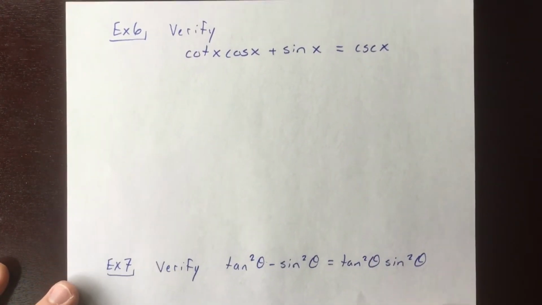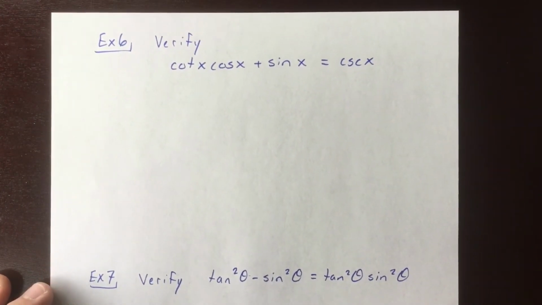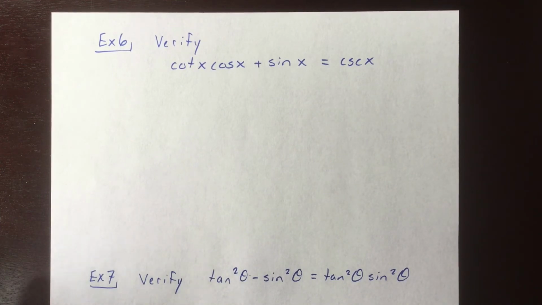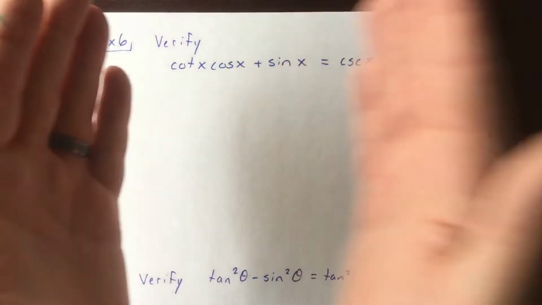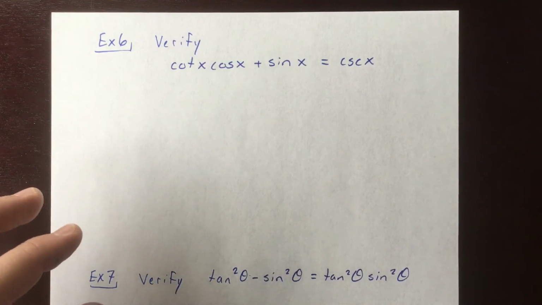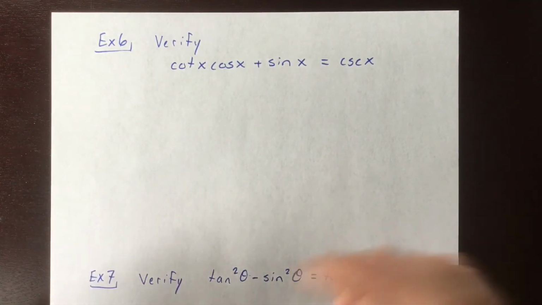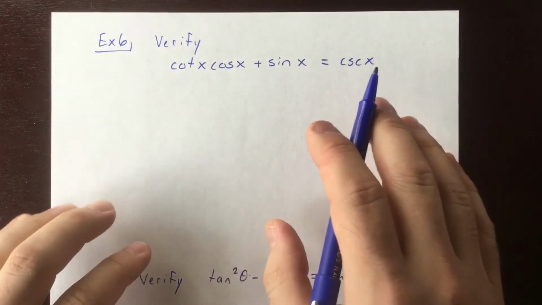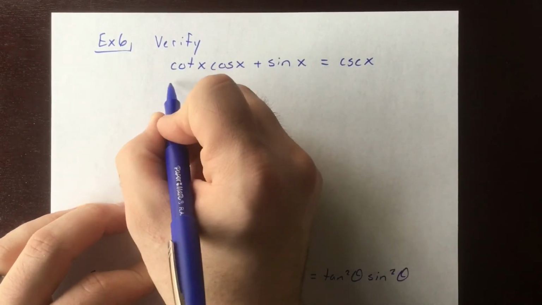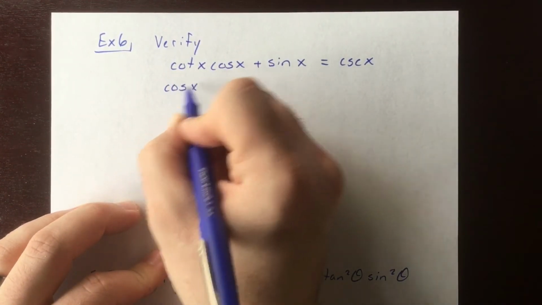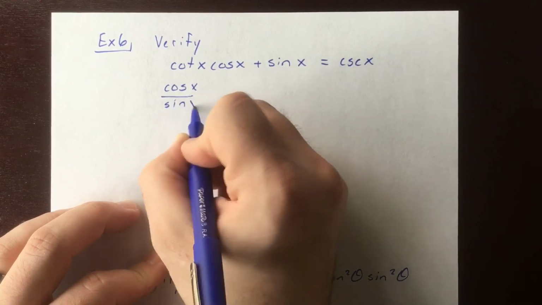So looking at verify. Cotangent of x times cosine of x plus sine of x equals cosecant of x. In this one, we could probably agree, left side is the more challenging one of these. So let's tackle it. Rewriting all of this in terms of sine and cosine is going to help us, I think. So cosine of x over sine of x.